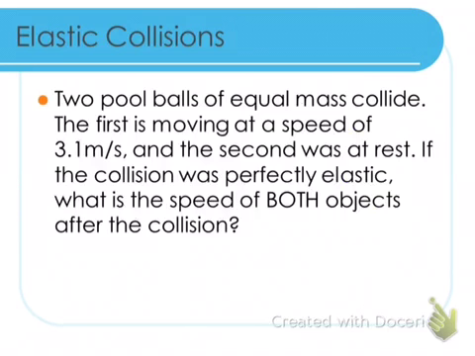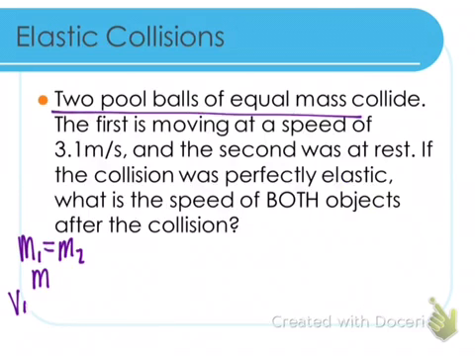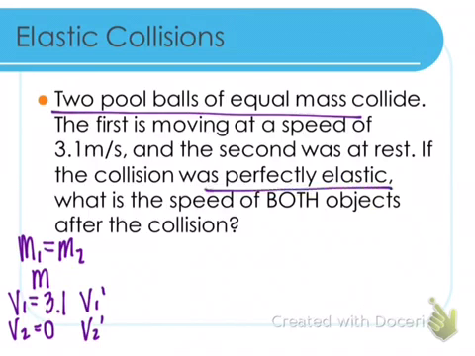So here, essentially, it tells us that M sub 1 equals M sub 2, two pool balls of equal mass. That means each of them have the same mass, so we can just plug in an M for our mass. V sub 1 is 3.1. V sub 2 initially was at rest. We want to solve for V sub 1 prime and V sub 2 prime. However, it tells us our collision was perfectly elastic, so we don't even have to do the math in this problem.